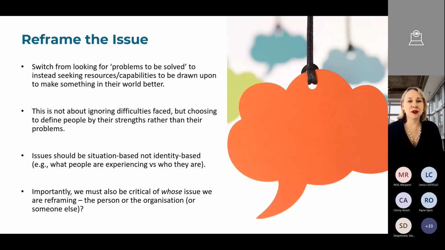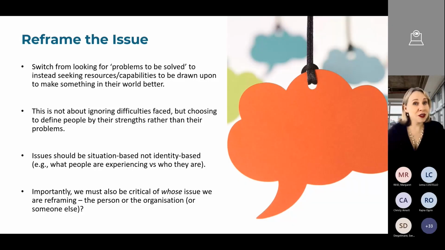So switching from looking at problems to be solved, and you'll notice I've already framed it as a problem to be solved, no one is engaging with our services, and instead seeking the resources and capabilities to be drawn upon to make something in their world better. So something in the world of these townspeople.